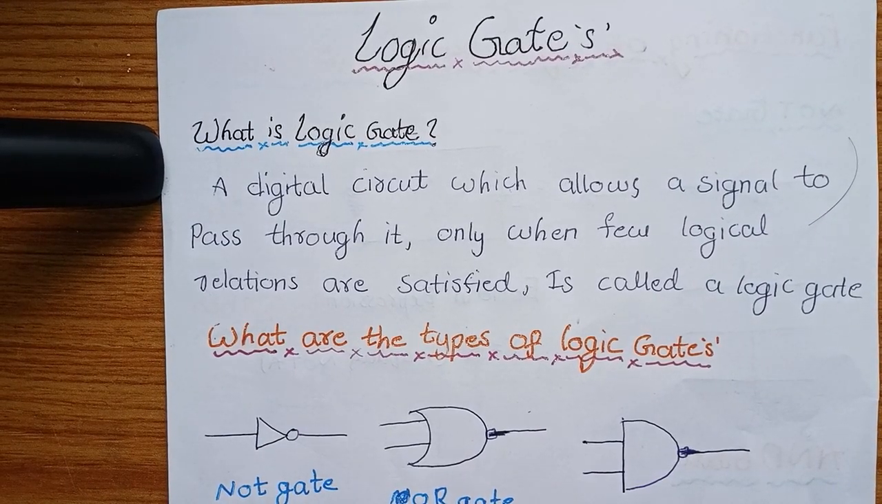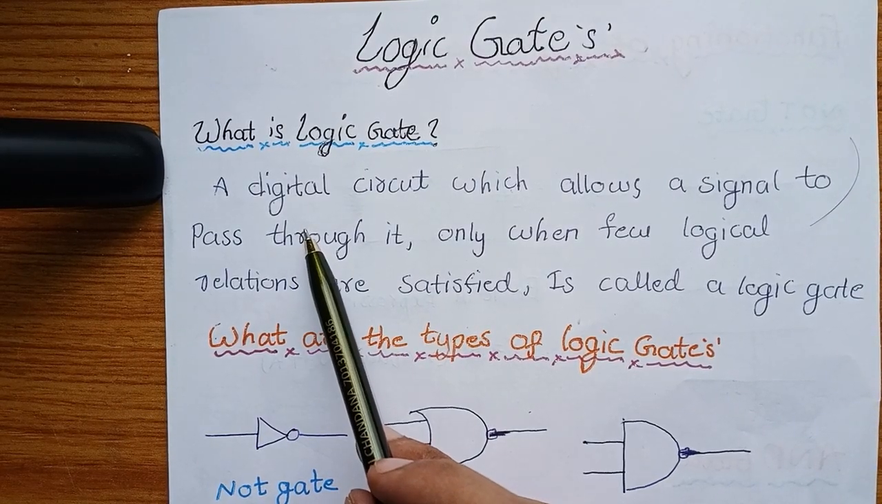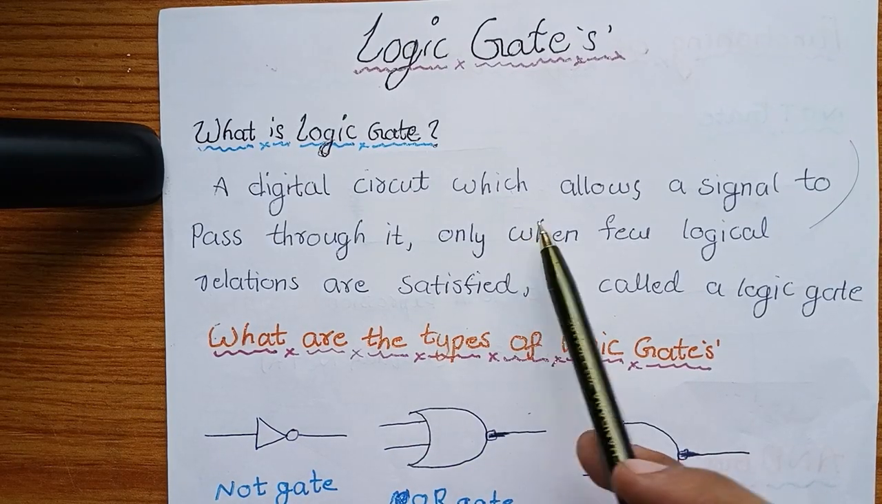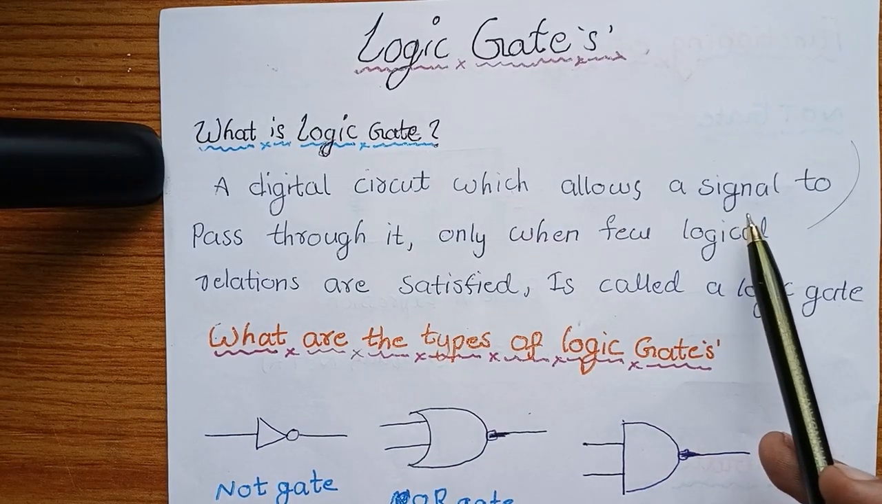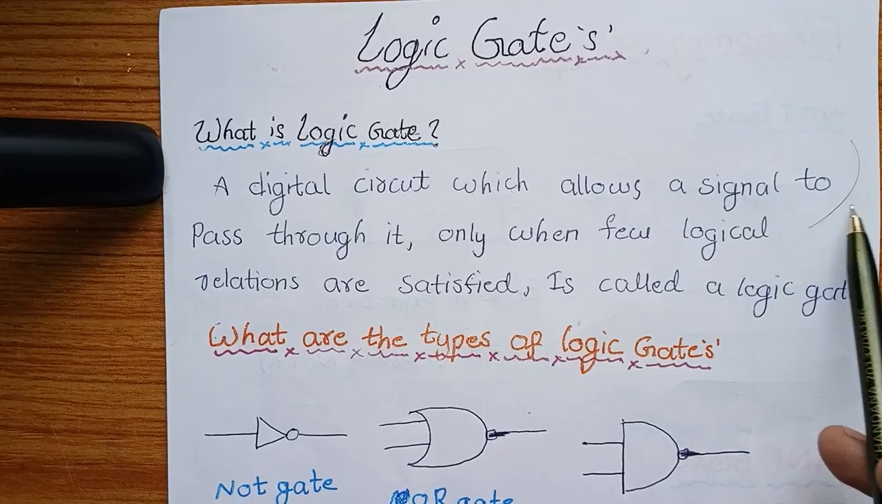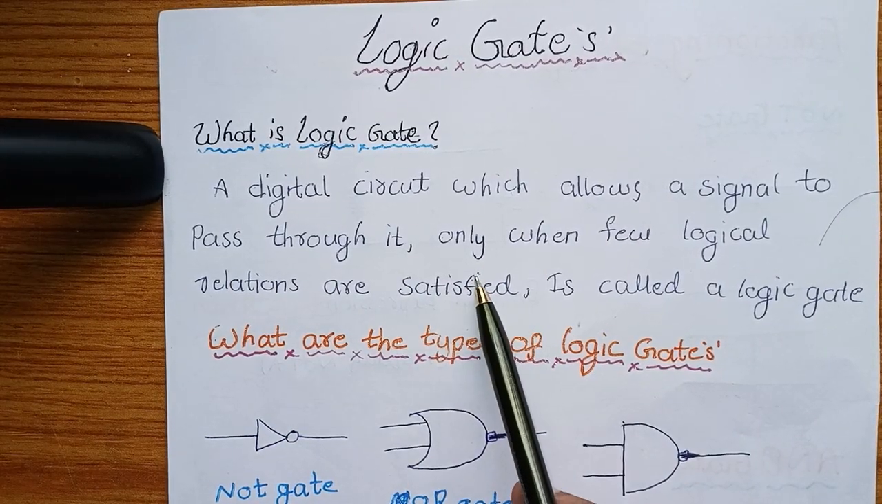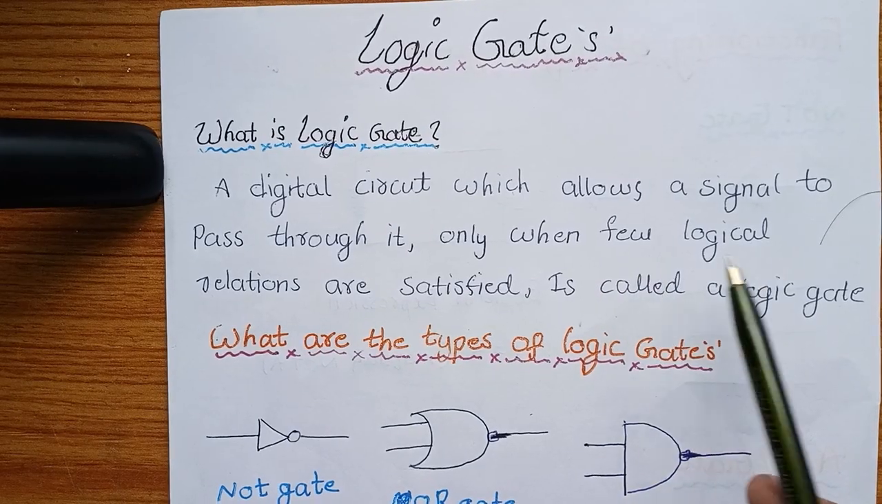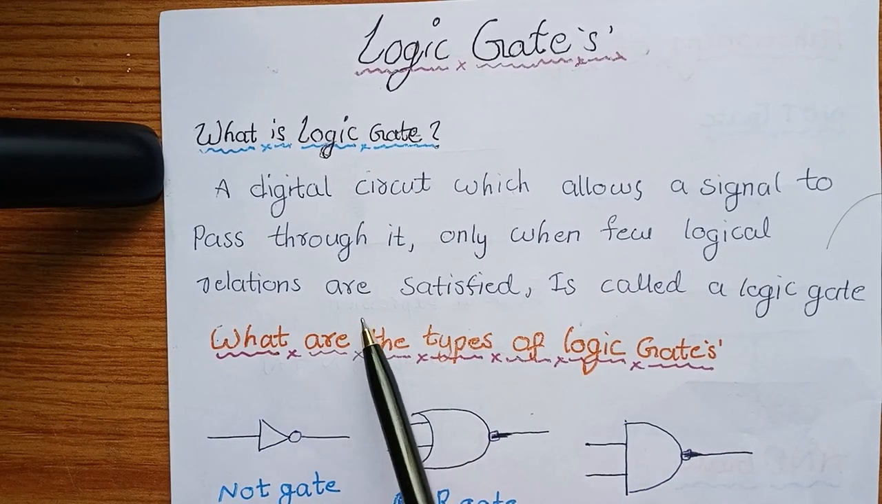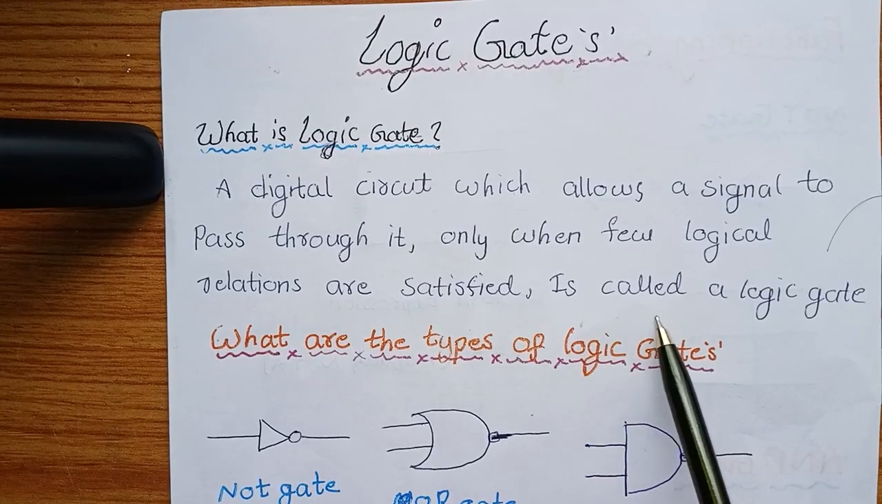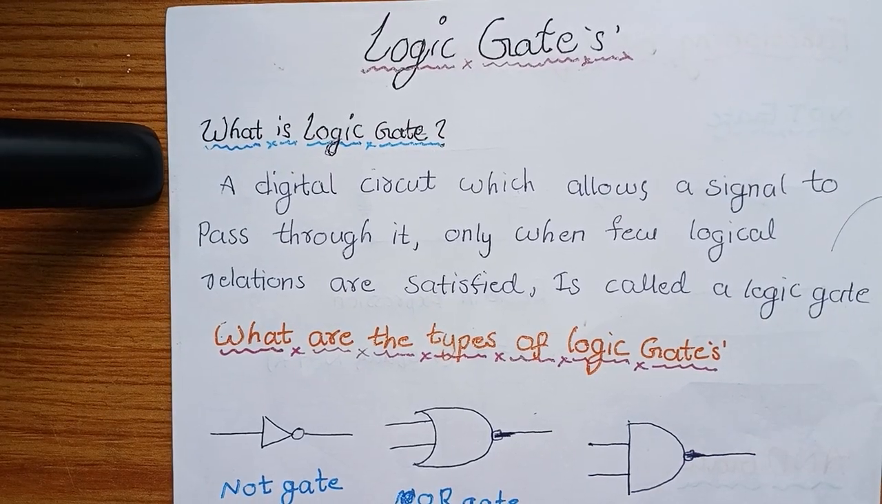First of all, what is a logic gate? A digital circuit which allows a signal to pass through it only when a few logical conditions are satisfied is called a logic gate.